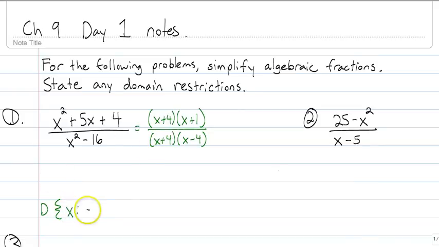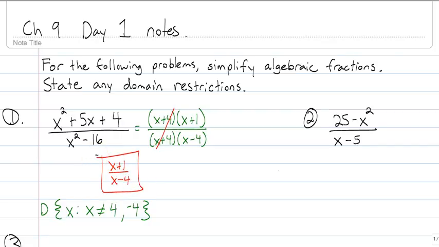X is all numbers, but x cannot be 4 or negative 4. Because if I have a 4 on the bottom, I get a 0, or a negative 4 on the bottom, I get a 0, which is bad. We don't want that. So, last step, just simplify it. These will cross out. We will learn later that that will form a hole in the graph, and our final answer is what's left over. So my final answer is x plus 1 over x minus 4. And that's my answer. Okay?